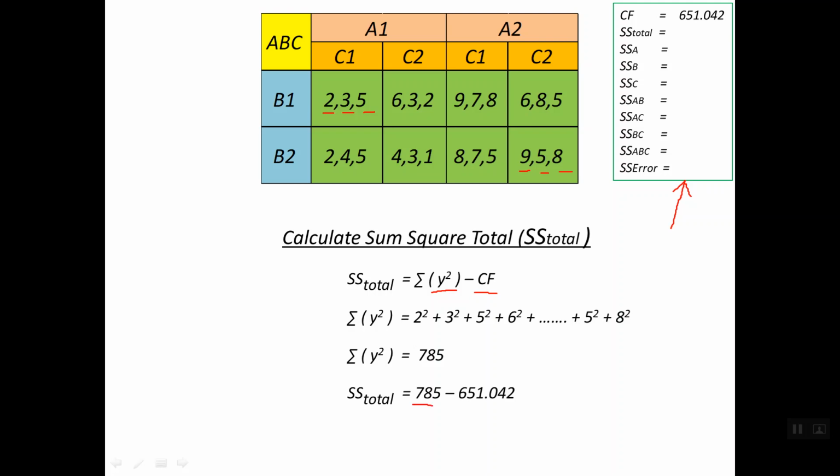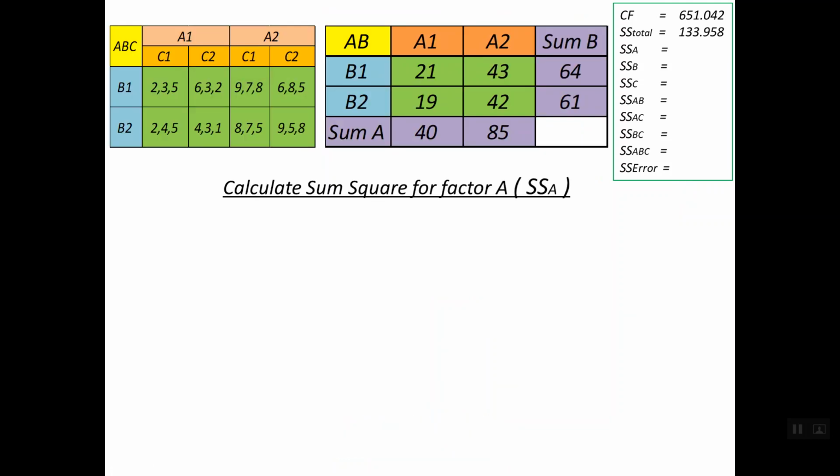Now we can simply calculate the SS total. This is the summation of y squared, and this is the correction factor. So the value of the SS total is simply 133.958. Now we need to calculate the SS for the 3 factors separately. We start with the SS for factor A, or SSA.